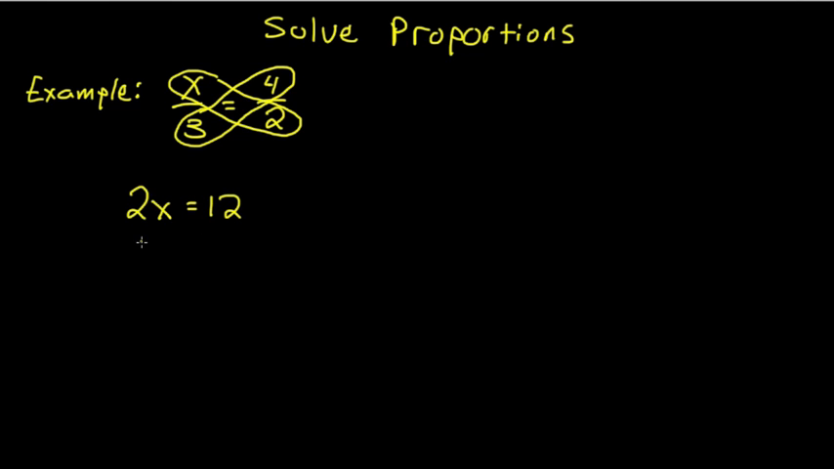And then we just solve the equation as we would solve a normal equation. Since it's 2 times x, we're going to divide both sides by 2. We get x is equal to 6. Here's one for you to try. Go ahead and pause the video, work it out on your own, and press play when you're ready to see the answer.